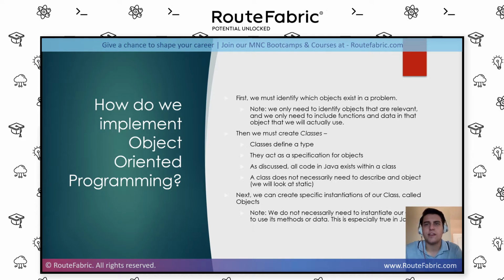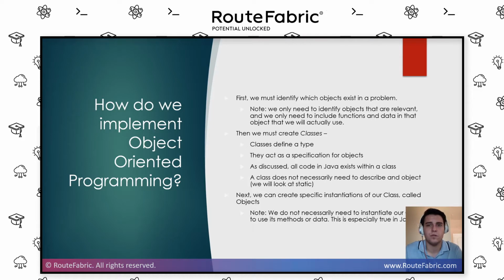All right, so once we identify which objects exist in the problem, then we can create classes. Basically, classes define a type for us. They act as a specification for objects. When we write a class, what we're really doing is defining our own type. We're defining our own object, and we're saying, hey, this is what goes into the object. This object has this property, and it has this property, and it has this function. So the class is really our definition for our objects.